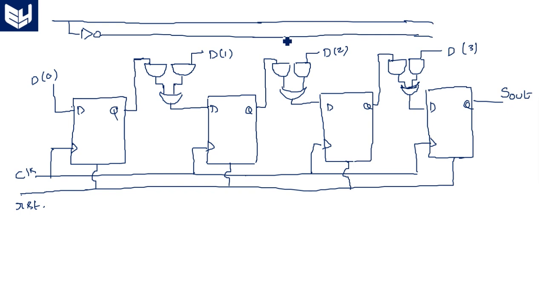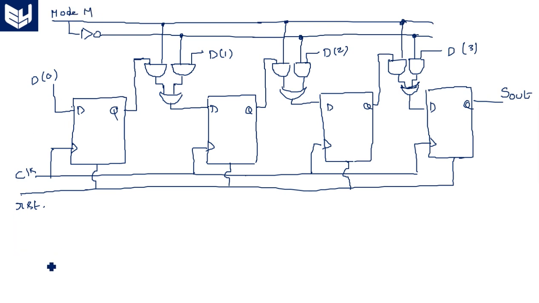Okay. Now, the true form is connected to the first AND gate. The complemented form is connected to the second AND gate. Now check the operation. This is the circuit, the final circuit.